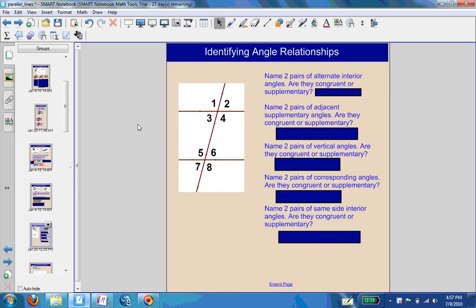Name two pairs of vertical angles. Are they congruent or supplementary? Well, we know vertical angles are congruent, so that answers that question. And there's a lot you could choose from. I chose 3 and 2 and 8 and 5.